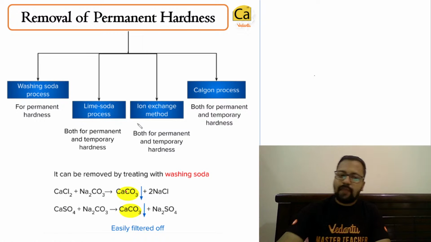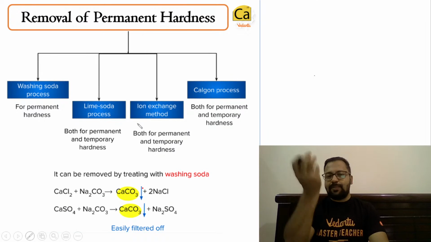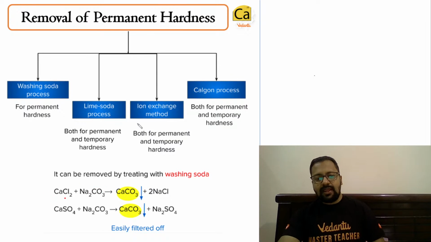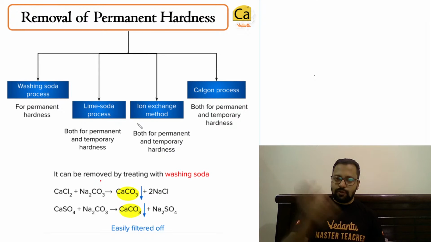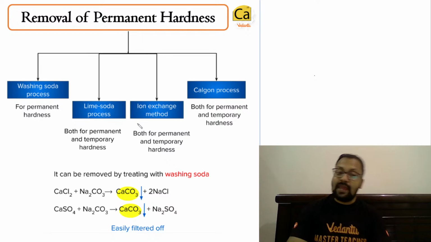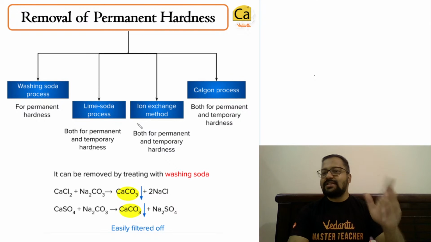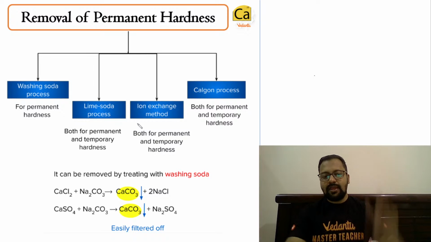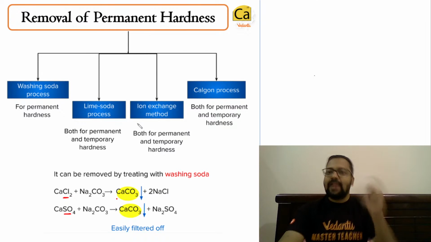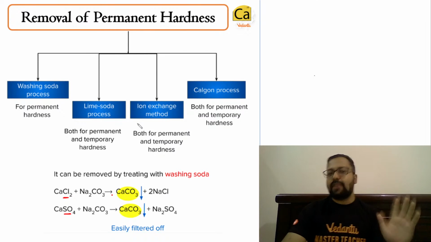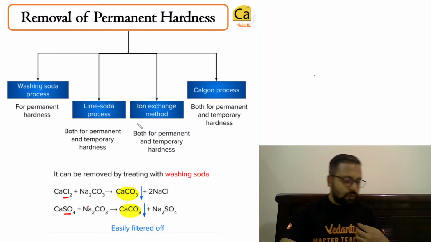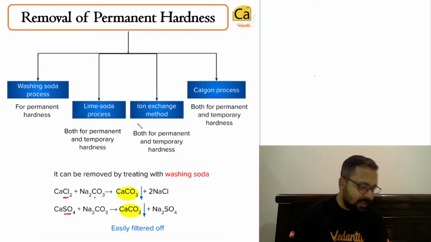You add sodium carbonate, and you will get a precipitate of calcium carbonate. Understood? So it is just a double displacement reaction. The next one is the lime soda process, which is exactly like the previous one. Remember calcium chloride and sulfate: chloride and sulfate are the ones causing permanent hardness. We cannot boil and remove them because they do not decompose.